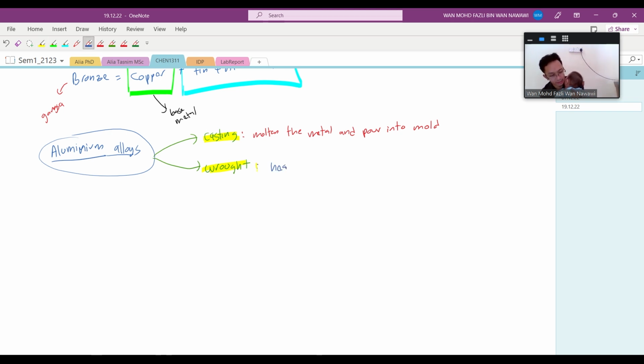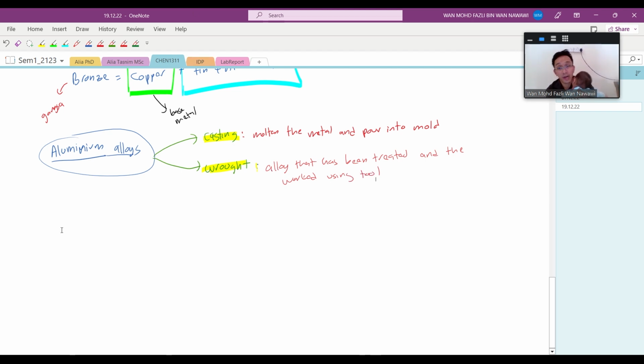Wrought is heat treated, or worked with tools. So it's basically an alloy that has been heated and treated, and then worked using tools.